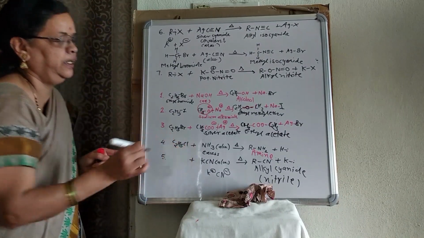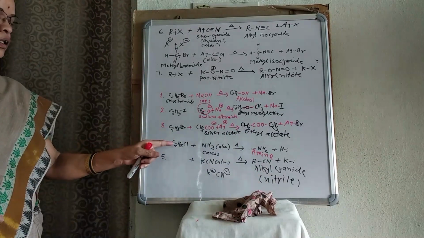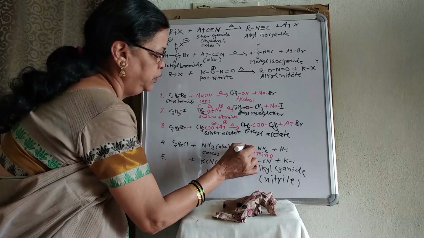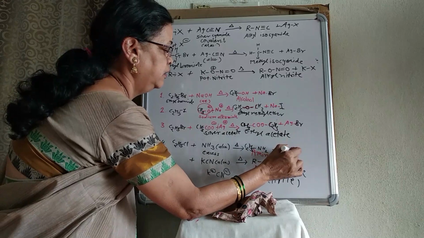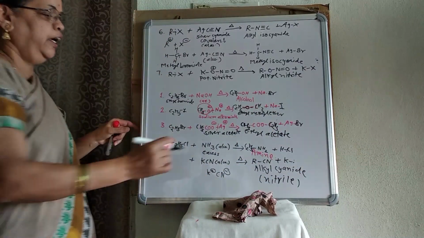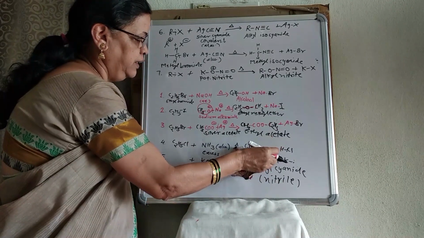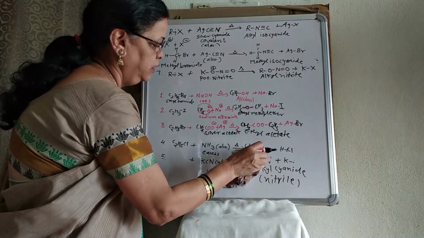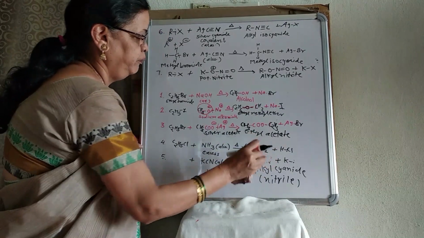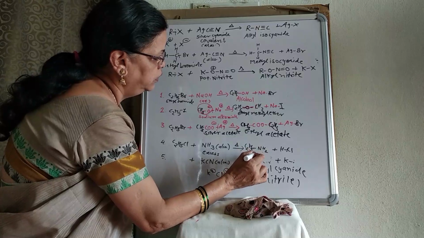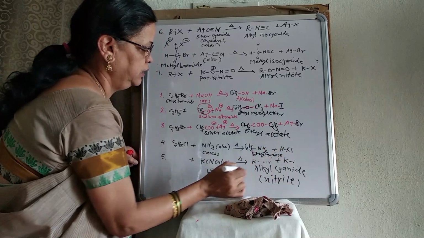C2H5Cl you can take, and it will give which alkyl group? Here C2H5, plus NaCl. Okay, so what is the name? Ethylamine. Alkyl name we have to mention here, and it is named as ethylamine. So I think you understand about all these reactions.